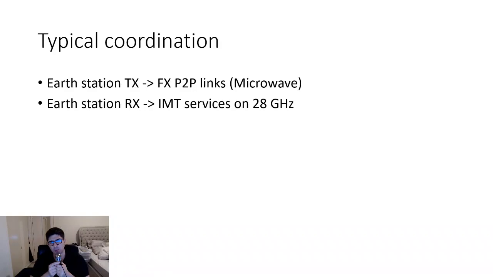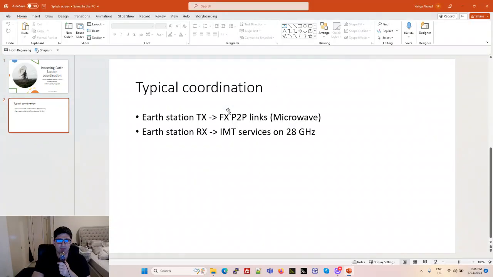Another scenario, which was also covered in a separate video previously: some countries have IMT services on the 27, 28 gigahertz, for example 5G millimetric waves, and here there's a concern of interference from the earth station to nearby IMT services. So this video is going to focus on the first topic only, and like I said, the second topic has been addressed in a separate video.